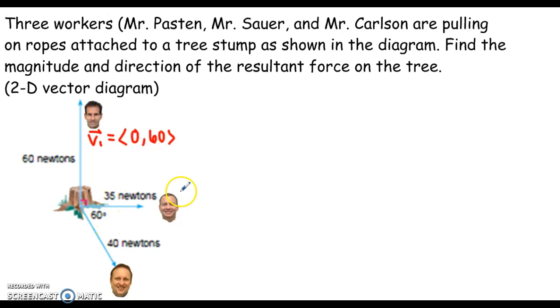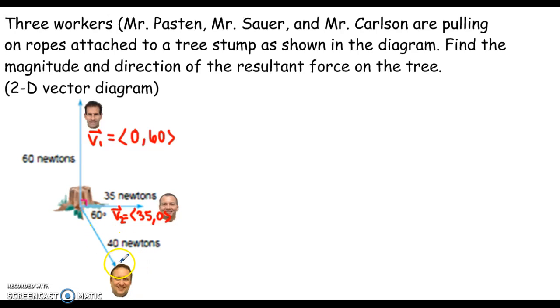Mr. Sauer's vector we'll call V sub 2. Let's see if we can fit that in there. And that's 35 newtons, and it's only horizontal. So that means we are at 35, comma, 0. Pointy brackets. Those are our component vectors.